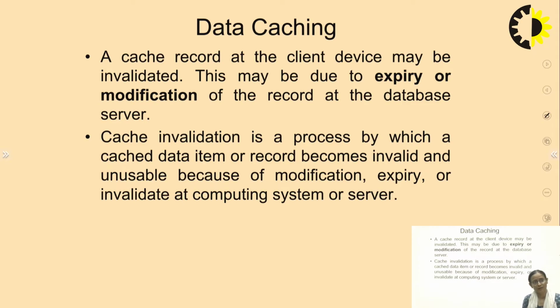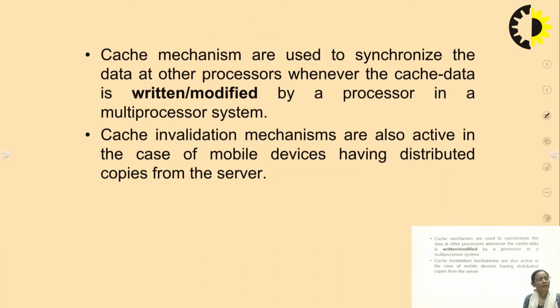So what is cache invalidation? It is a process by which a cache data item or record becomes invalid and unusable. And why does it become invalid? It might be due to modification, expiry, or being invalidated at the computing system or server. So we need mechanisms to find out when the cache has become invalidated. Cache mechanisms are used to synchronize the data at other processors whenever the cache data is written or modified by a processor in a multiprocessor system. Cache invalidation mechanisms are also active in the case of mobile devices having distributed copies from the server.